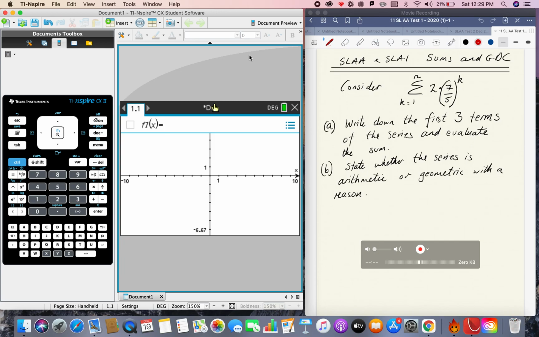Series with the sigma notation. So let's get into it. Here's part A. Write down the first three terms of the series and evaluate, work out the sum.